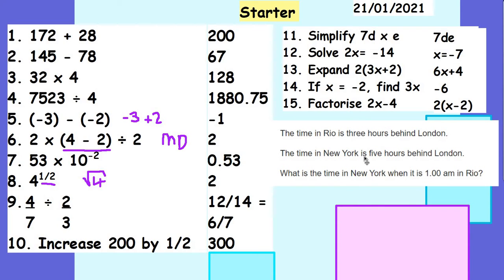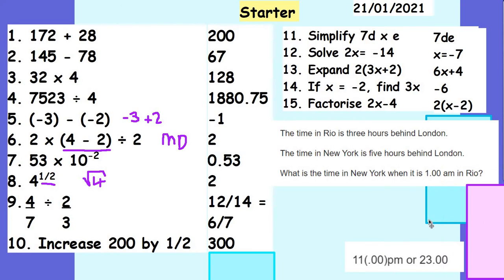My extension question asked, the time in Rio is 3 hours behind London, the time in New York is 5 hours behind London. What is the time in New York when it's 1 a.m. in Rio? So I'm at 1 a.m, I go 3 hours before, and then 3 hours, and then 5 hours again, and that gives me 11 p.m. or 23 o'clock in 24-hour clock.